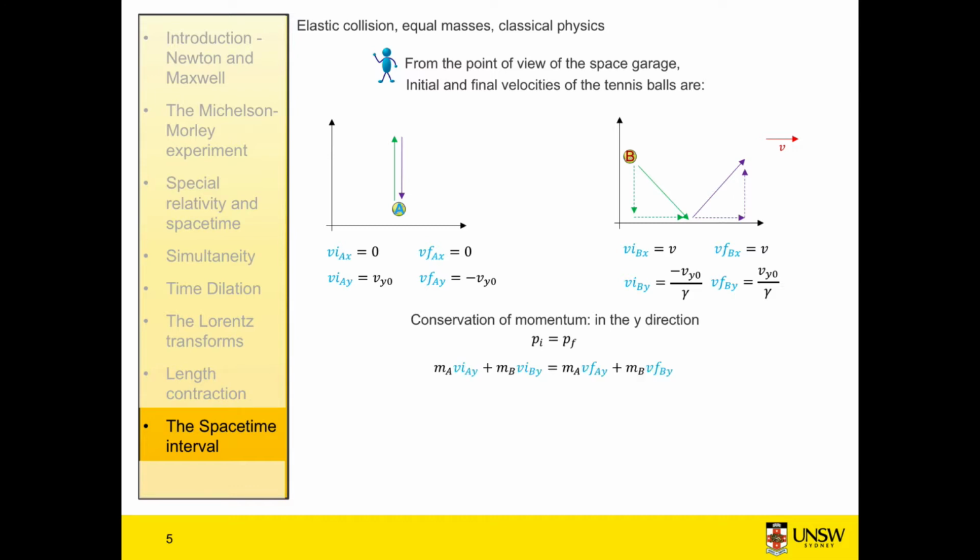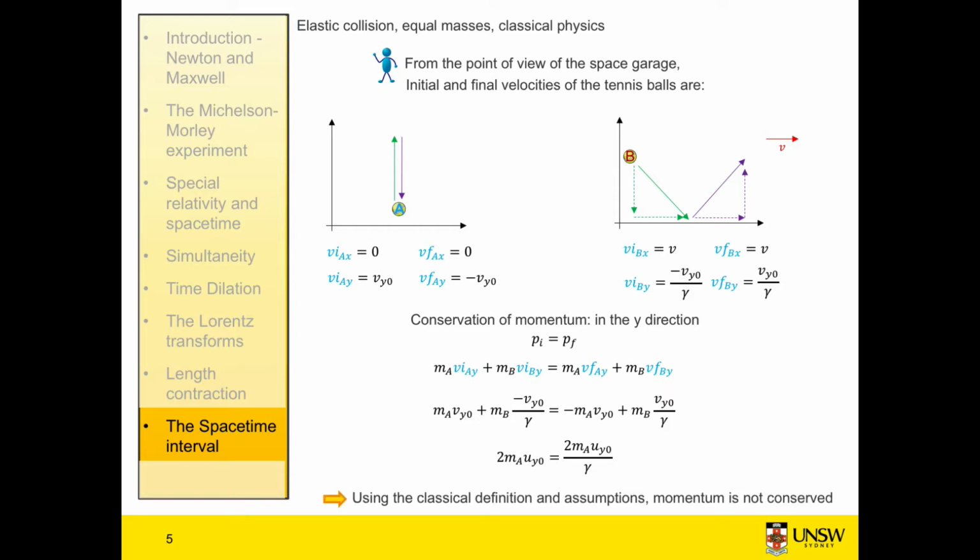So that the initial momentum of the system, which is the mass of ball A times its initial velocity plus the mass of ball B times its initial velocity, must equal the final momentum. And I've distinguished between mass A and mass B here, although I have said that they are the same, for reasons that will become apparent. So when we substitute in our values for the velocities and simplify down, we get this equation here. So we can see that those two sides are not equal. So using our classical definition of momentum and the assumptions that go with it, we can see that momentum is not conserved.